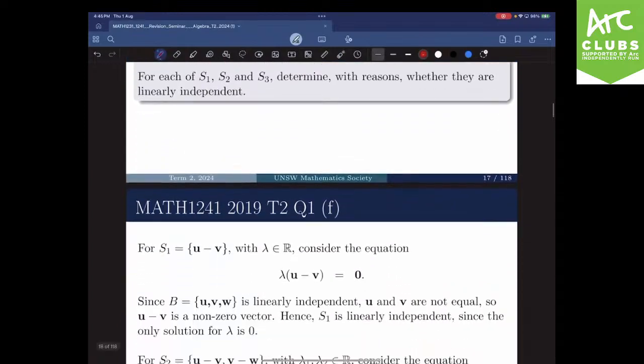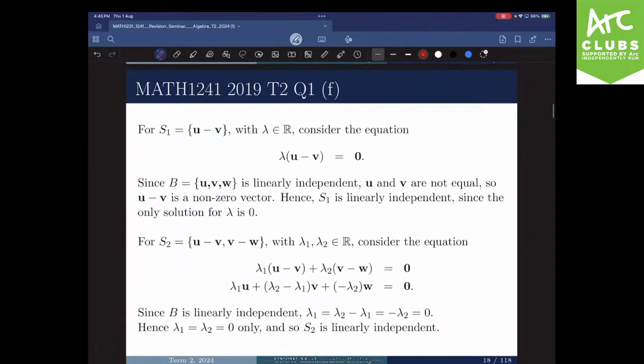So what does that look like? For S1, which is just the set containing the vector u minus v, we consider the equation lambda times (u minus v) is equal to 0. Since B is linearly independent, u and v aren't equal, so u minus v is a non-zero vector. Thus S1 is linearly independent, since the only solution for lambda is lambda equals 0.